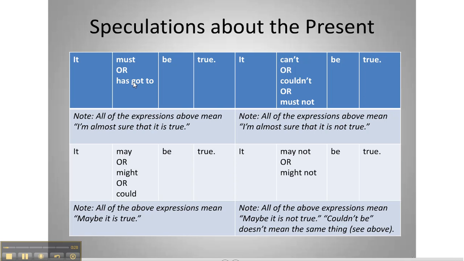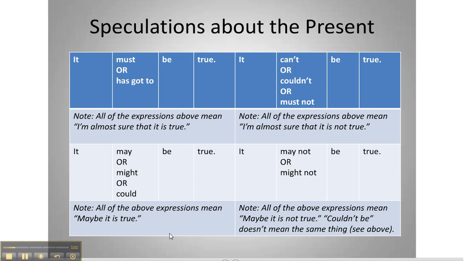When I say it must be true or it has got to be true, that means the same thing. It means I'm almost sure that it's true, or you could also use probably. It's probably true. In the negative, I can say it can't be true, or it couldn't be true, or it must not be true. And all of those expressions mean I'm almost sure that it's not true, or it's probably not true.